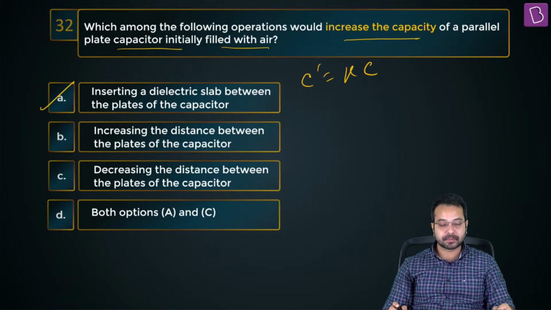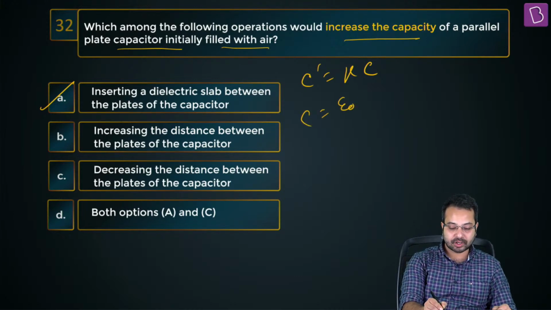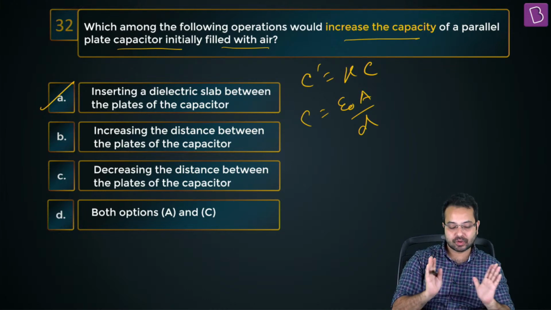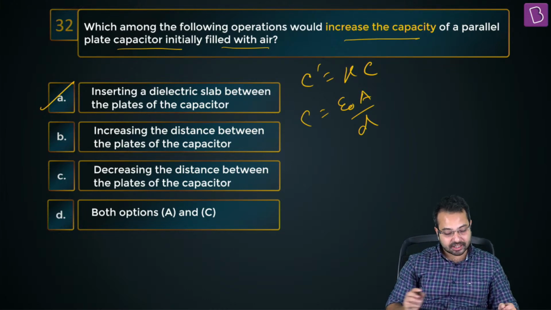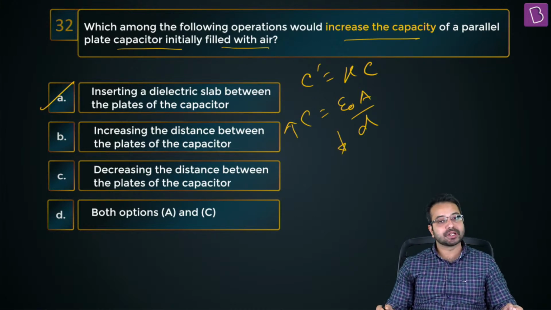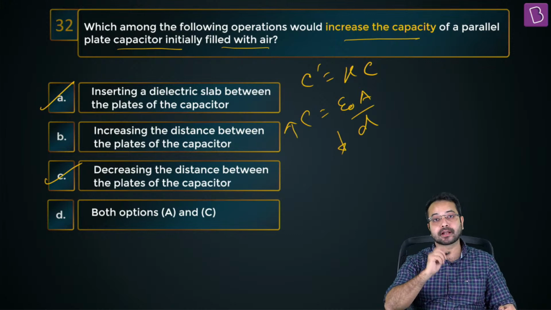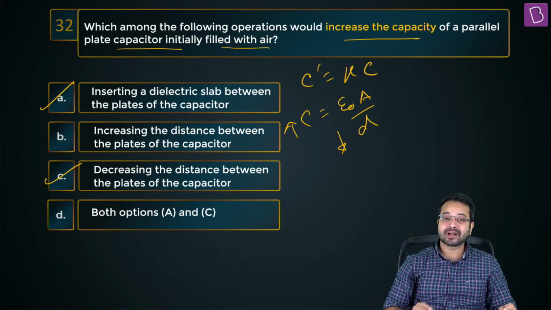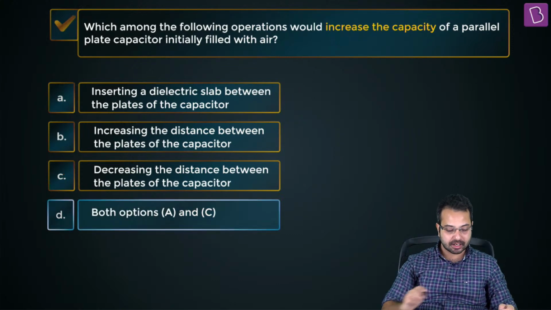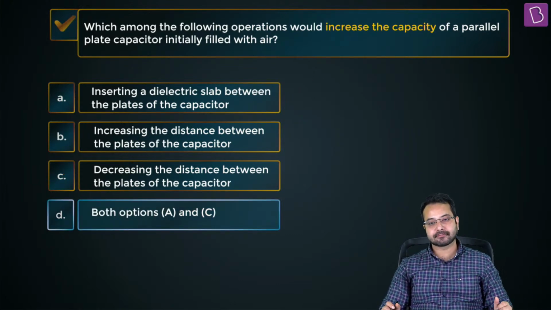Increasing the distance between the plates: capacitance is epsilon naught A by D. If we increase the distance, the capacitance is going to decrease. Decreasing the distance between the plates, yes. If we decrease the distance, capacitance is going to increase. So option C is going to be correct. So what will be the correct answer? It is going to be option D, both A and C. Absolutely.